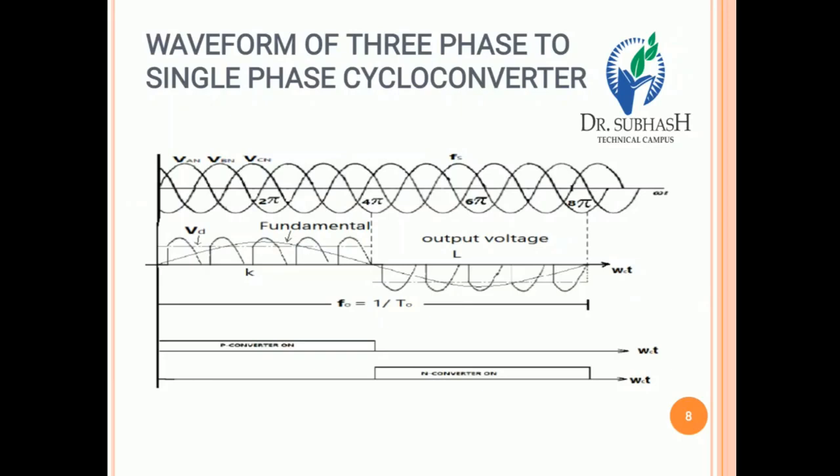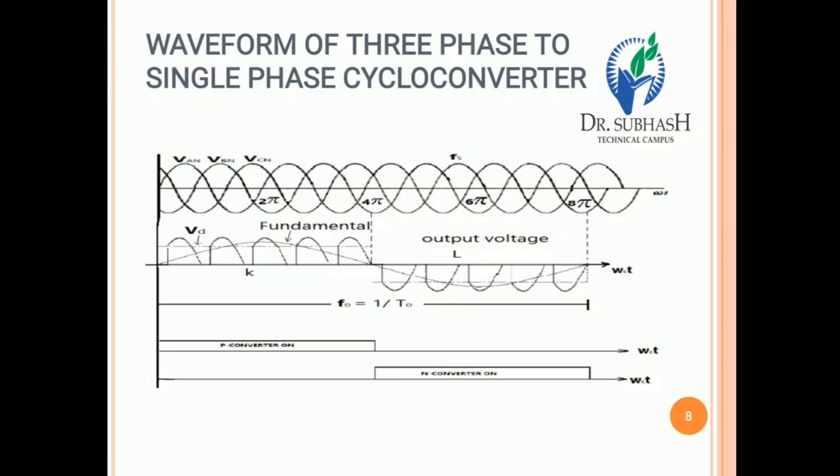So that is our input waveform, considering VAN, VBN and VCN. That is our fundamental, VD we are counting that. So in this duration, the P converter goes into the turn on condition, while in the second phase, that means the output voltage goes into the negative cycle, so the N converter goes into the turn on condition, and the total frequency F0 is equal to 1 upon T0. So the output can be alternated.